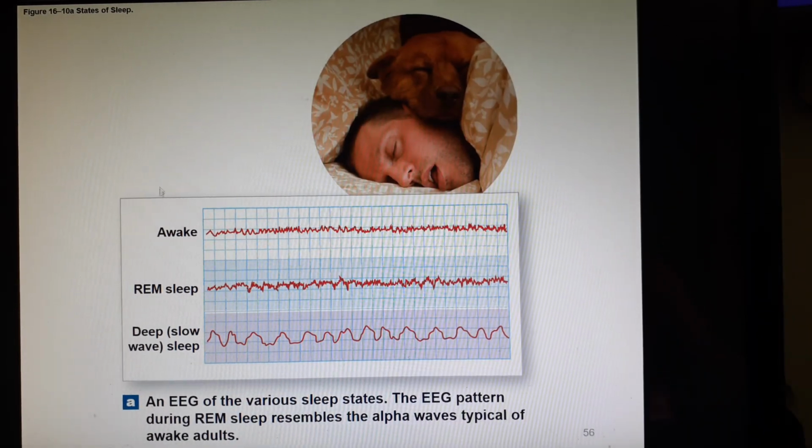So here are EEGs, or electroencephalograms, of an awake person on the top, somebody in REM, which looks very much the same, and then somebody who is in non-REM, deep wave sleep. So you can see down here is the restorative sleep. It's the brain reboot sleep.